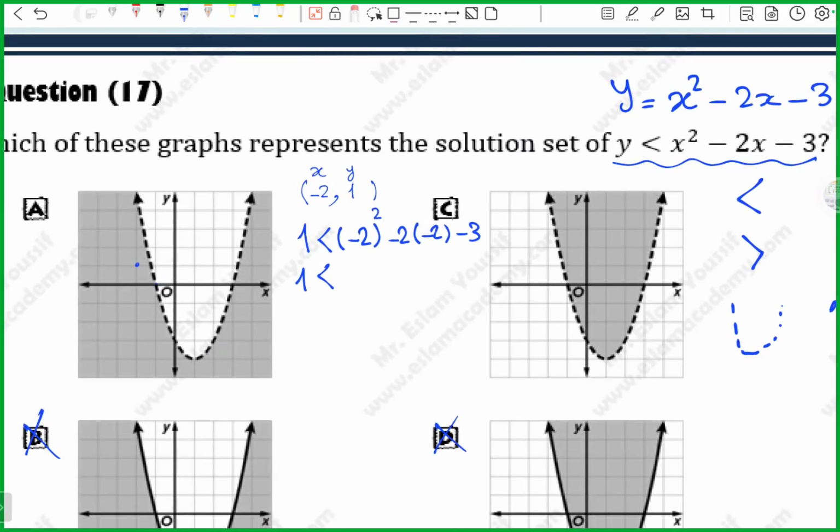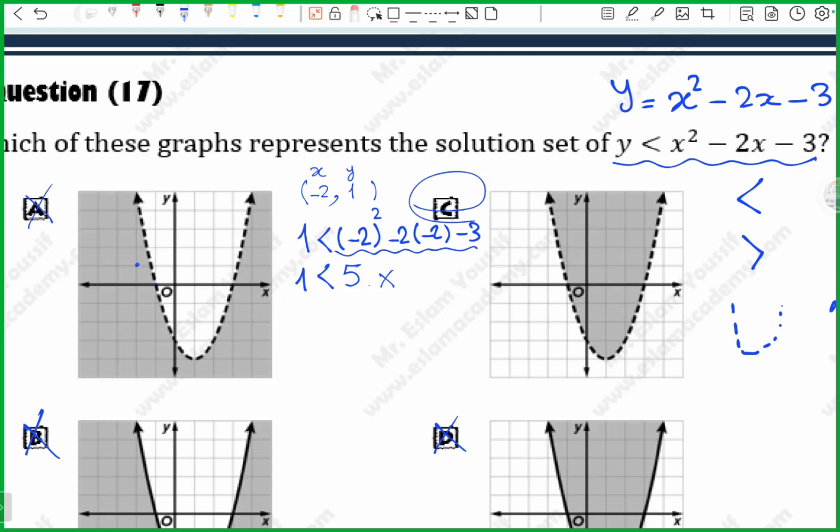Can you tell me what is the answer that we have here? It's 5. Can we say that 1 is less than 5? No. So that's not the right graph. That will be the right graph. This is the correct one.